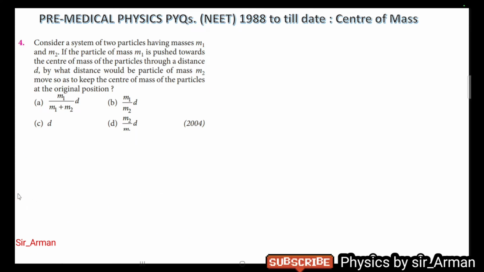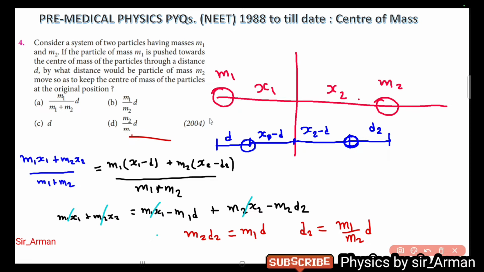Let us try to understand the question. In this question, it is given that, as you can see, if we assume that this is our center of mass, then from this the position of particle m1 is x1 and of m2 is x2. So what is the formula to find the center of mass? It is (m1 x1 plus m2 x2) by (m1 plus m2).